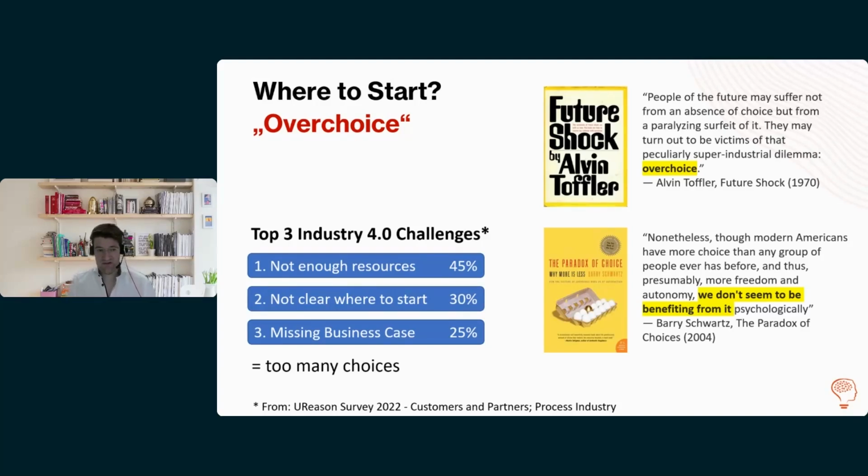Also, number 3, missing business case, is closely related to that, because you need quite a few resources to calculate business cases for these different choices and to use business cases to make a selection. So, the top challenge is not enough resources to master the overchoices.